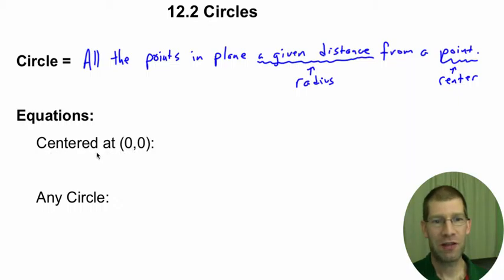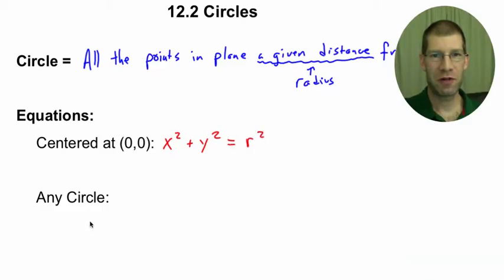But first thing, if you have a circle that's centered at the origin, the equation is simply going to be x squared plus y squared equals r squared. If you're only going to memorize one, don't let it be that one, because we could take our equation for any circle and simplify it down to that.